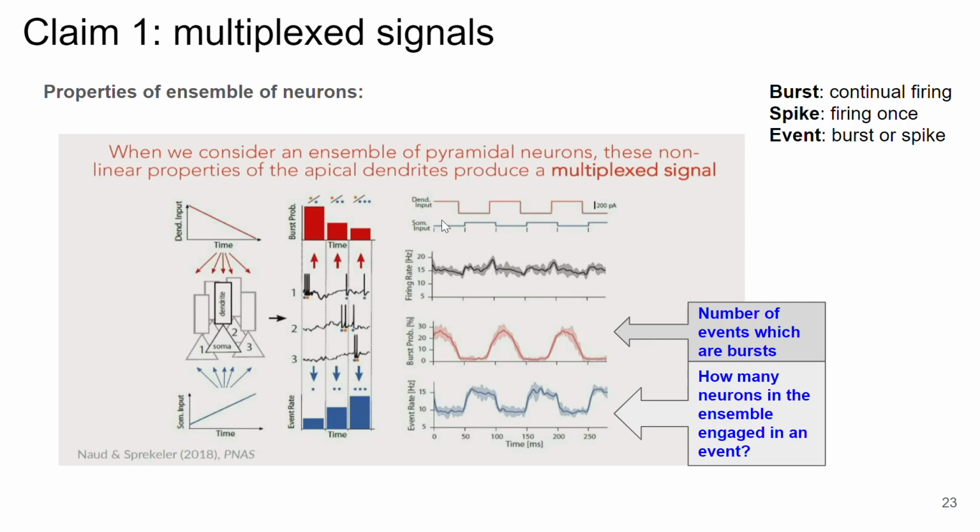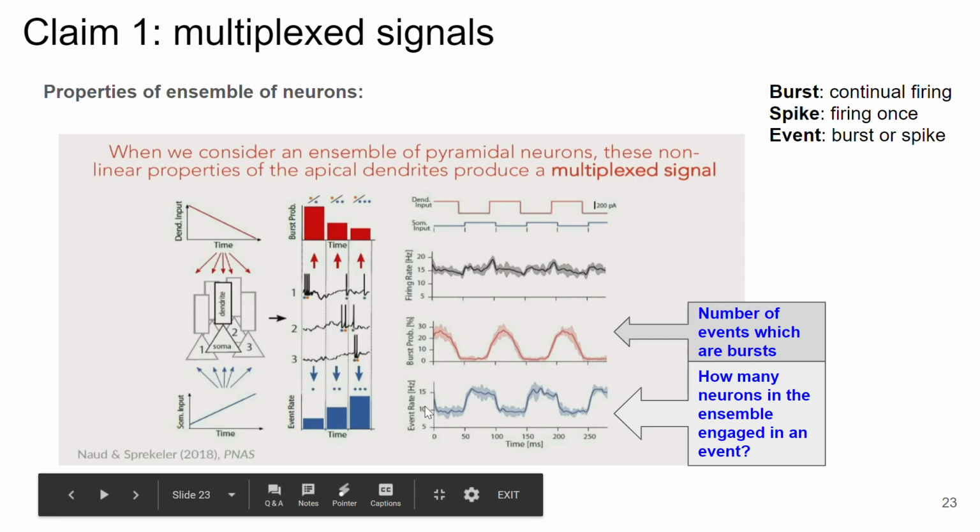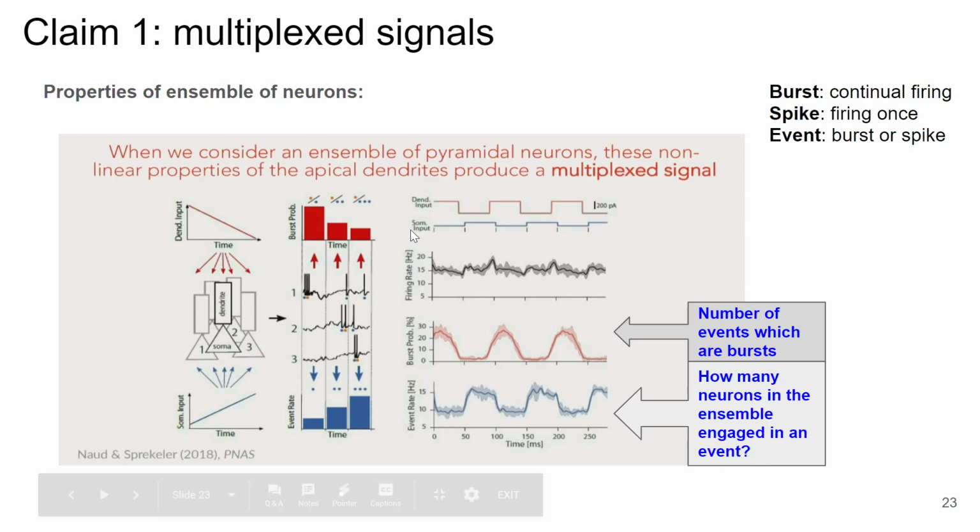So when you keep changing inputs to your soma and dendrites, and you see how your firing rate changes, the average firing rate of the whole ensemble, it turns out that you don't see anything. It seems to be encoding none of this information. But instead of looking at the average firing rate of all the cells, you look at the event rate, which is how many neurons in the ensemble engaged in an event. Then it seems to be conserving the information that you get at your soma. And if you look at the burst probability, which is the fraction of events which are bursts, it seems to be conserving information that you're getting at your dendritic inputs. So this is quite interesting, because the firing of this ensemble seems to be encoding both the inputs at its dendrites and soma.